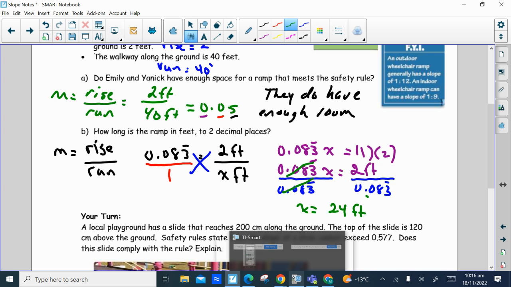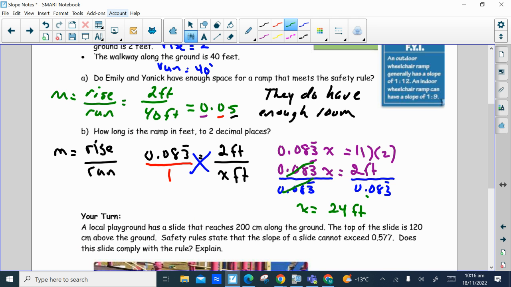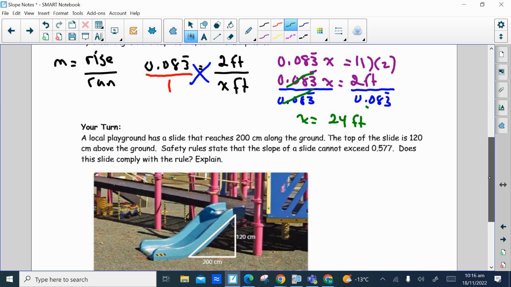Let me just check that number. Yeah. So they didn't need to use the entire 40 feet. They can only make that ramp 24 feet long, and it'll still have the proper slope. And again, it could be less than that. The slope could be less than that. But if you want it to be exactly meeting safety standards, that's how long the ramp would be.